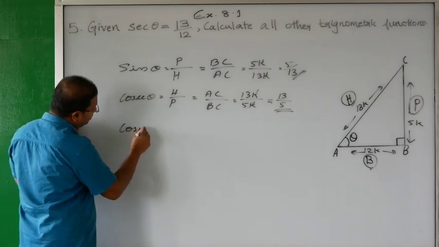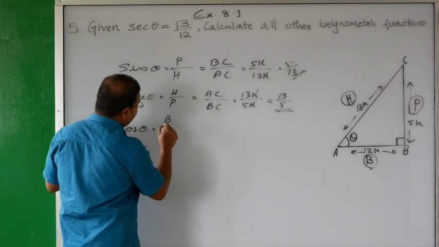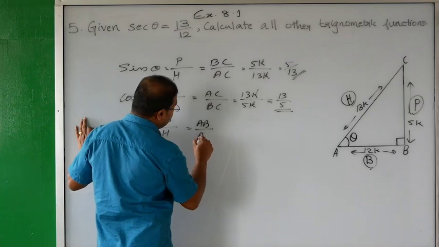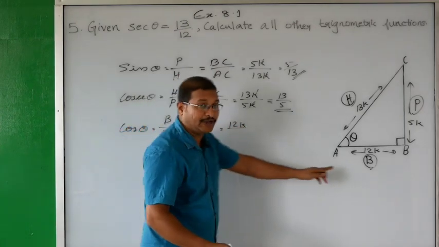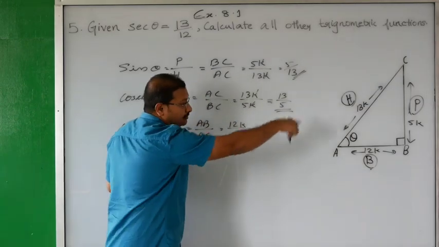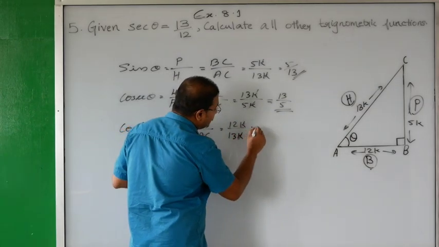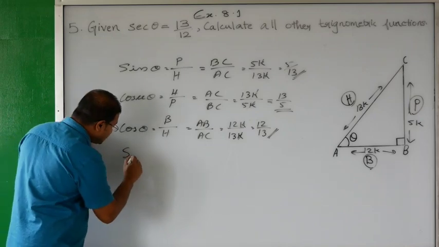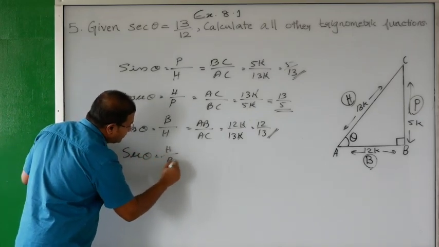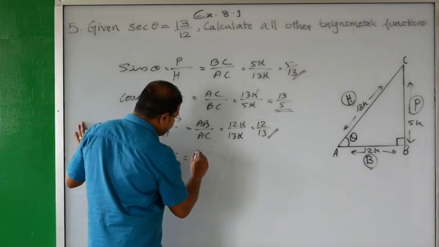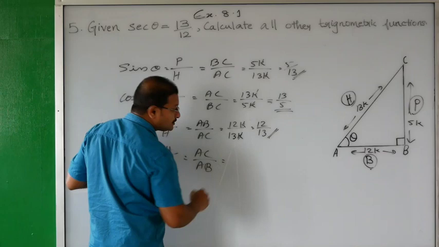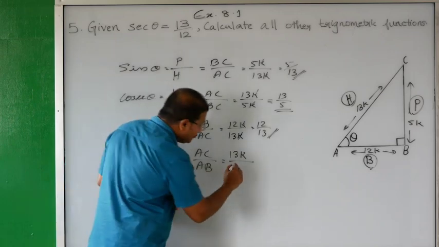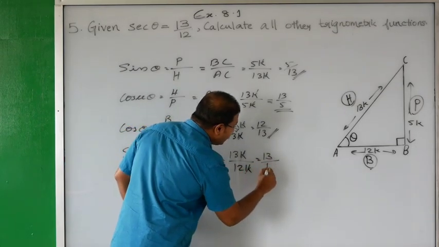Next one, cos theta. Cos theta is base by hypotenuse. Base is what here? AB. AB by hypotenuse AC equals 12K divided by 13K. KK will cancel, we'll get 12 by 13. Next one, we will take the inverse. That means sec theta equals hypotenuse by base. It's already there actually, but just for doing. That means AC by AB equals 13K by 12K. KK will cancel, 13 by 12.